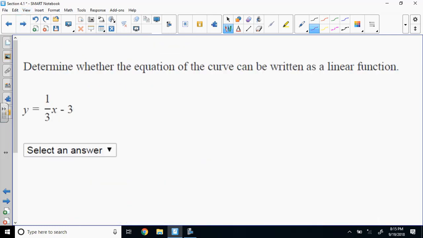All right. Determine whether the equation of the curve can be written as a linear function. Well, what they're wanting you to understand is they're saying the equation of the curve because they're about to give you oodles of different equations, right? So they're wanting to know, can you pick out a linear equation? Well, what are some of the prerequisites for a linear equation? Anybody? Yeah, a constant rate of change, constant rate of slope.